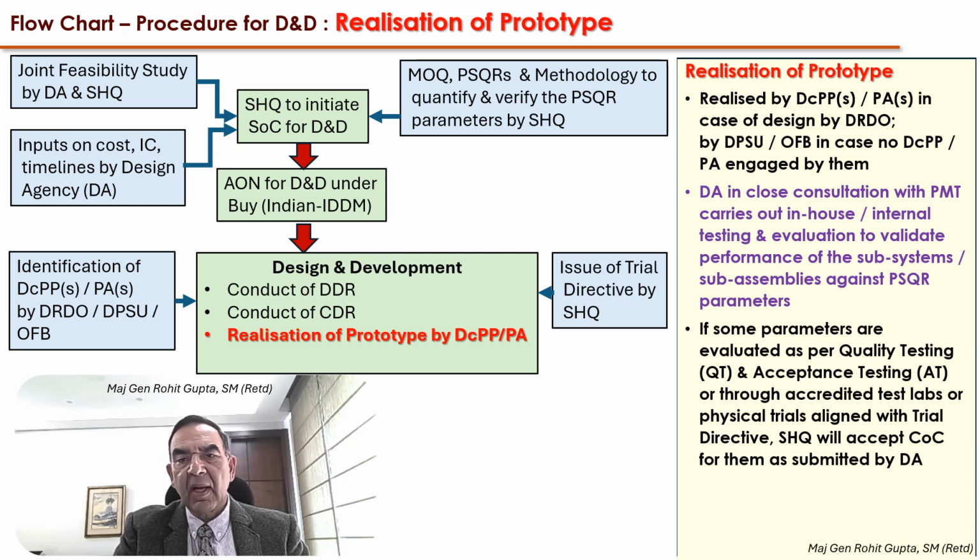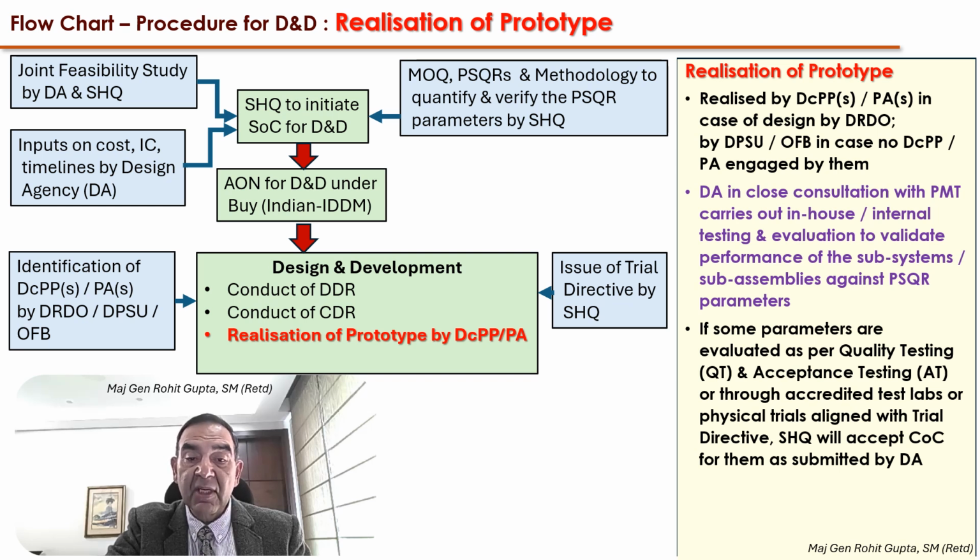The next stage is the realization of the prototype in consonance with the design that was given by the design agency. The realization of prototype is done by the design cum production partner, who has been hand in hand with the design agency right through its process, or by the production agency concerned in case the design cum production partner was not there and the production agency has got incorporated now. This is in case it is by the DRDO. However, by the DPSUs or the OFB, in case there is no design cum production partner or PA engaged by them, they themselves can carry out the realization of the prototype, that is the making of the prototype.